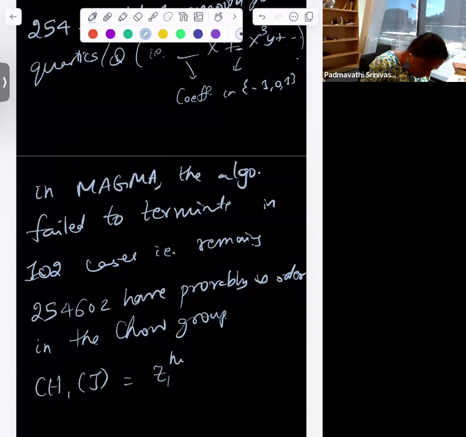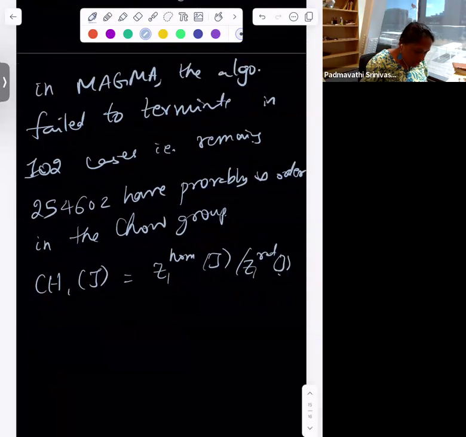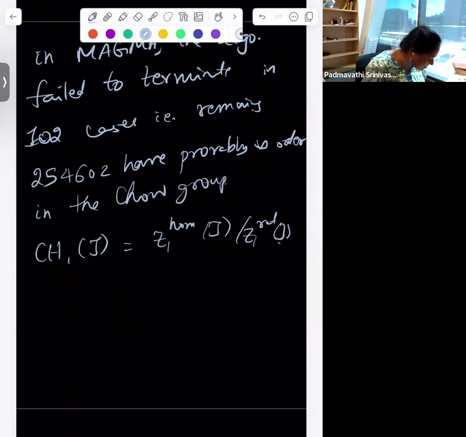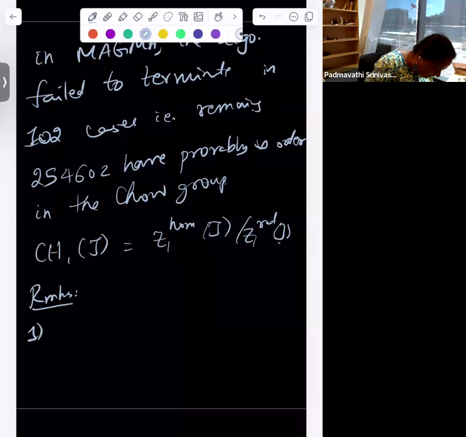Which is V1 home mod Z1 rat. So, some remarks. Every time I state this result, of course, the obvious question is, what about these 102 exceptions? What can you say about them? I'll say some things, but maybe not everything.